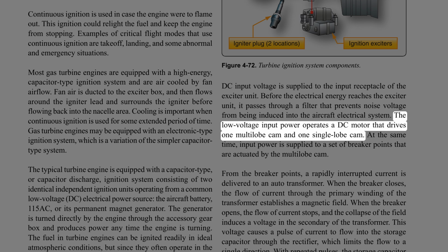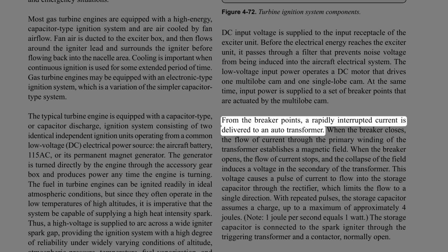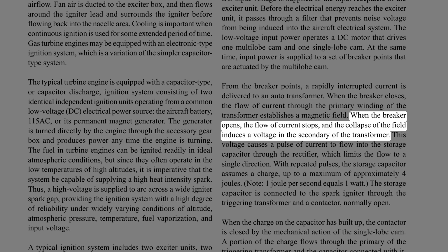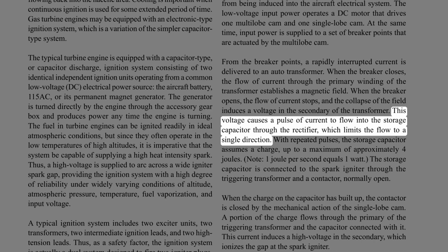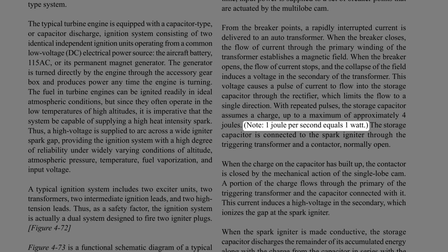The low-voltage input power operates a DC motor that drives 1 multi-lobe cam and 1 single-lobe cam. At the same time, input power is supplied to a set of breaker points that are actuated by the multi-lobe cam. From the breaker points, a rapidly interrupted current is delivered to an auto transformer. When the breaker closes, the flow of current through the primary winding of the transformer establishes a magnetic field. When the breaker opens, the flow of current stops, and the collapse of the field induces a voltage in the secondary of the transformer. This voltage causes a pulse of current to flow into the storage capacitor through the rectifier, which limits the flow to a single direction. With repeated pulses, the storage capacitor assumes a charge, up to a maximum of approximately 4 joules. Note: 1 joule per second equals 1 watt.